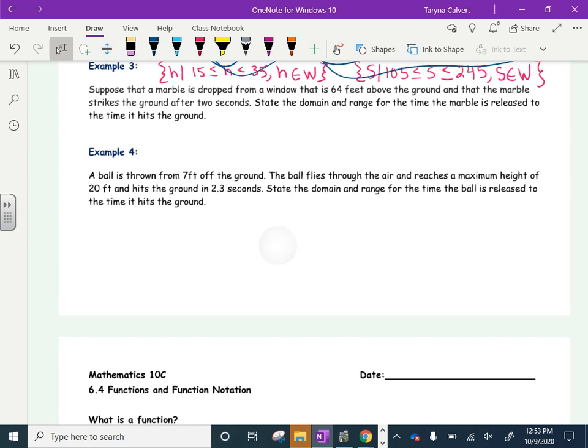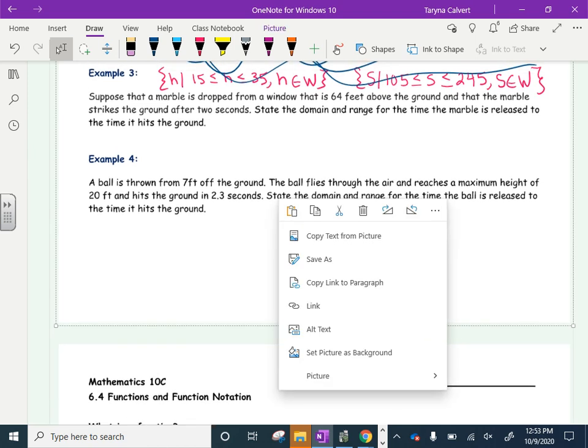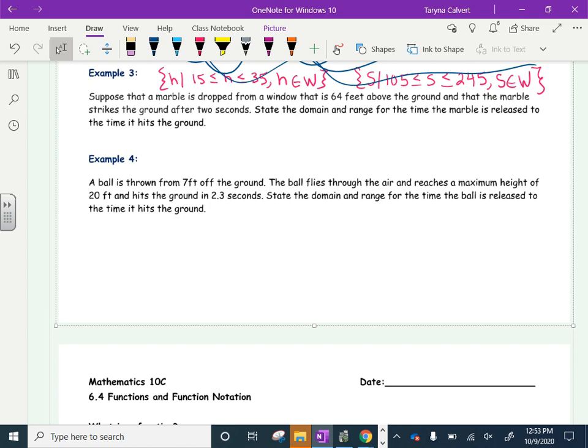All right, so example 3 just says, suppose that a marble is dropped from a window that is 64 feet above the ground and that the marble strikes the ground after 2 seconds. State the domain and range for the time the marble is released to the time it hits the ground. So is this one pretty straightforward? So again, domain deals with which piece? X-axis. In this situation, the problem is time, and then our range is going to be distance.